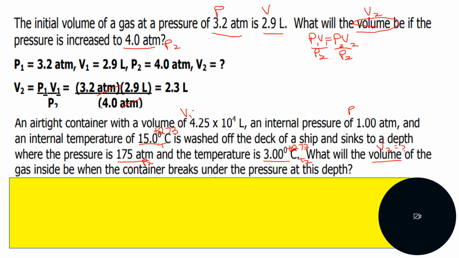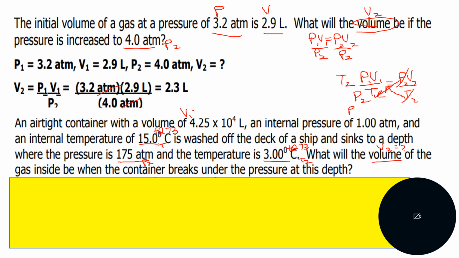So again, this will be the combined gas law, which looks like this right here. On the left are my initial conditions, on the right are my final conditions. And now we have to solve for volume 2. So again, cross multiply T2 up to the top and pressure 2 down to the bottom. That gets you volume 2 all by itself.